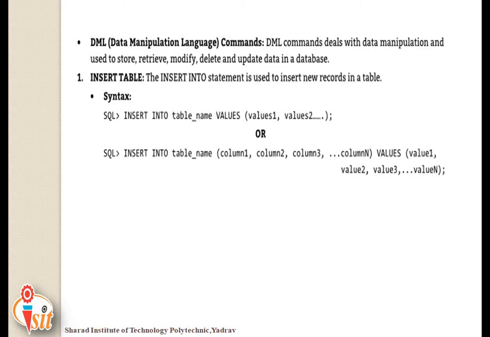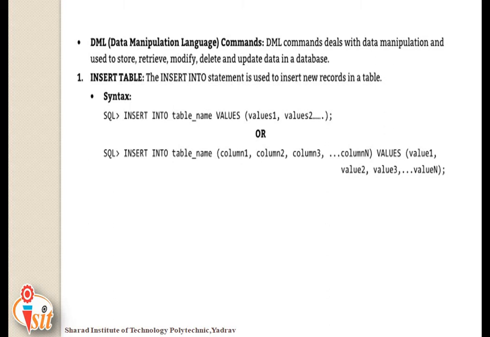In that also there are various commands. The first one is insert table. The name itself suggests what insert table is. The insert into statement is used to insert new records in a table. What is the syntax of that? SQL insert into table name and values.